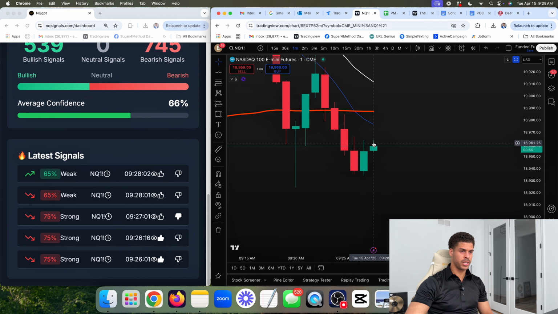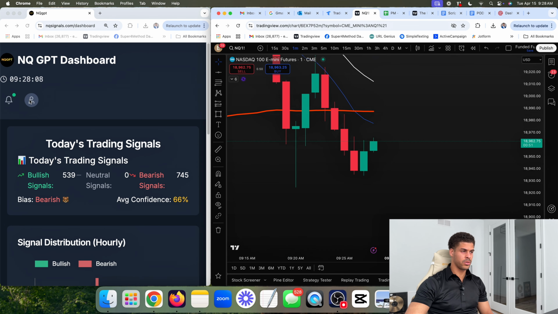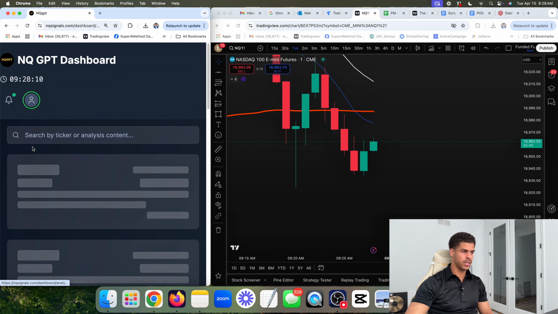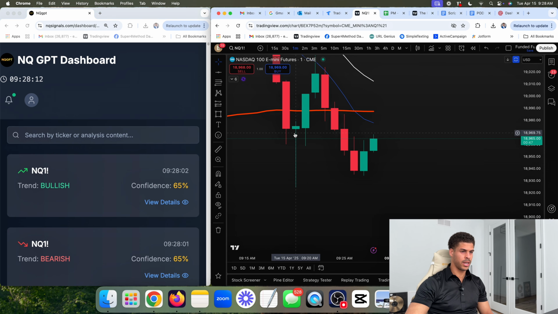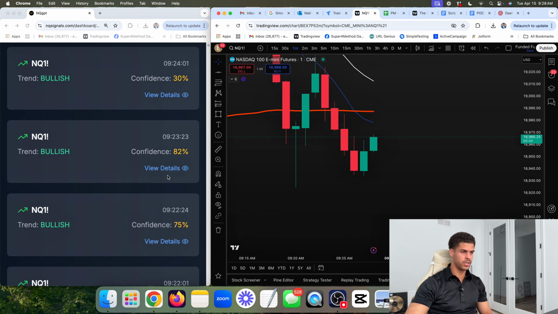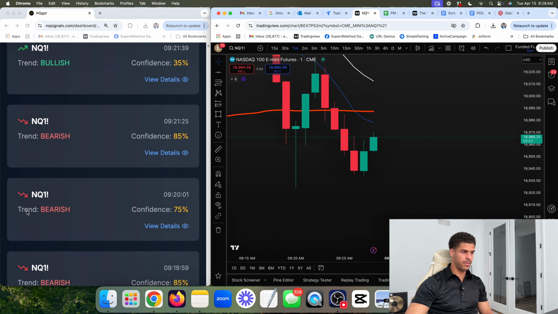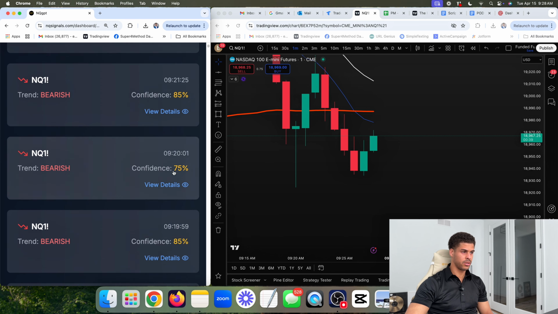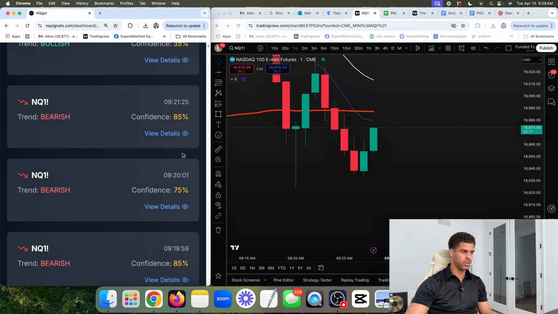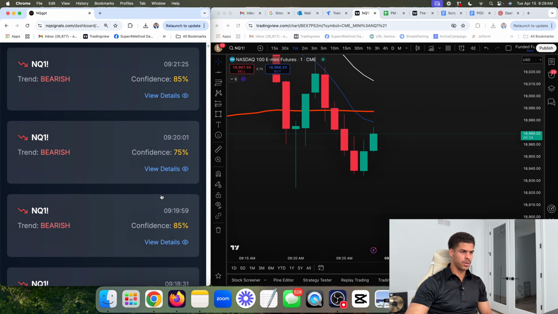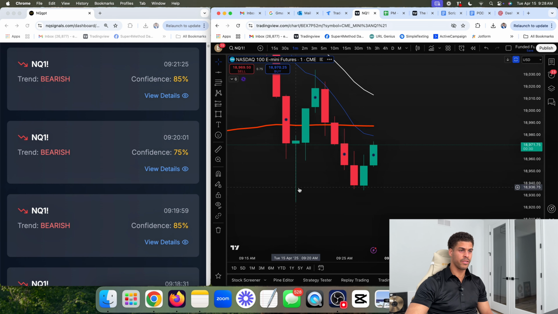So I have 2 signals here. One of these will be correct. Let's check what this 20 signal was. Again, you guys will go to your signal analysis, okay? And then we look at the 20 signal, which is right here. That was bearish with 75% confidence. That's perfect, exactly what we want. We should have gotten 2 of them, and we got 1. That's weird. Anyway, that's perfect.